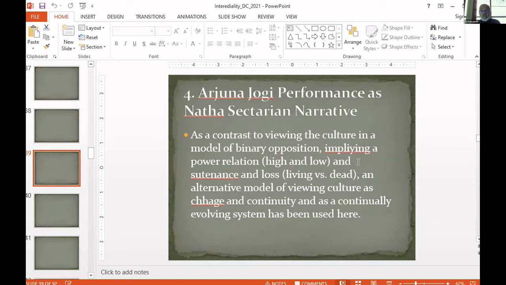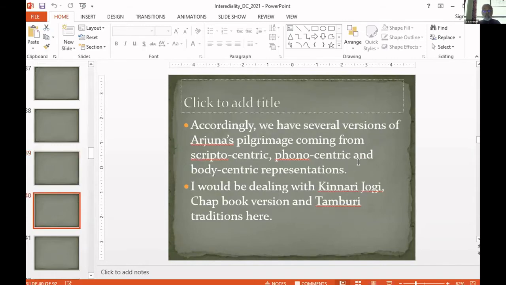As a contrast to viewing the culture in a model of binary opposition, implying a power relation of high and low, sustenance and loss, living versus dead, an alternative model of viewing culture as change and continuity and as a continually evolving system has been used here.